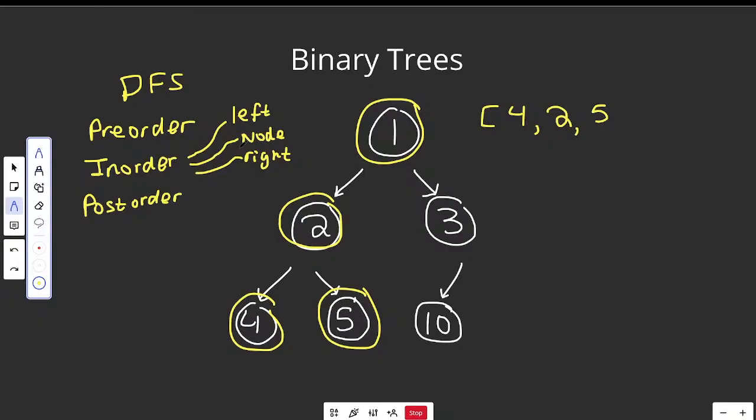We're ready to process the current node, which is the 1. And so now we actually process the 1. Even though it's the first thing we visited, we still started here. We only processed it, aka printed it, at this point. Okay, so now we've processed the current node.